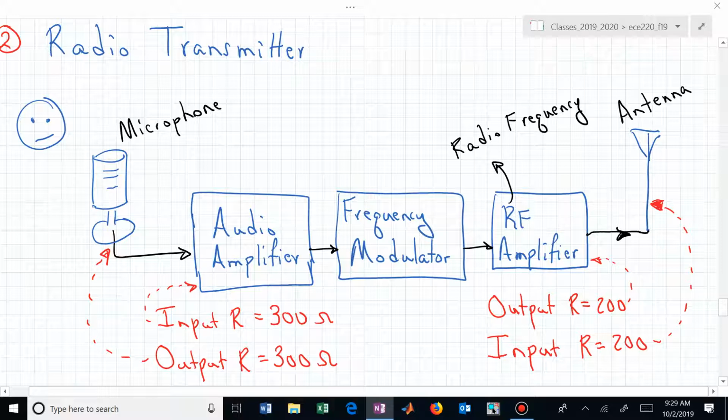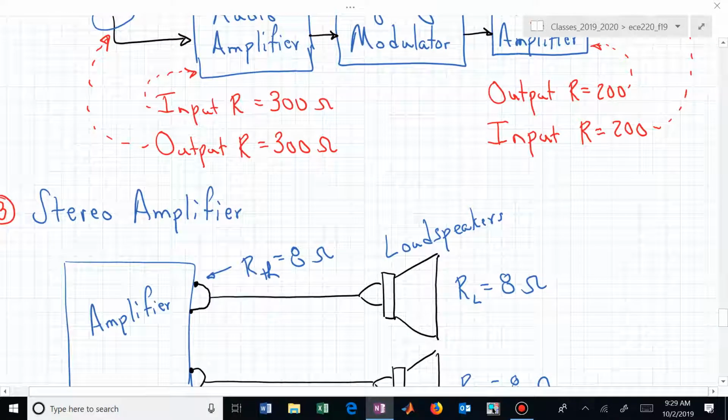And on the other side, now that you've modulated that, you've put it to a higher frequency, now you can transmit it as a radio signal so that you can now tune that into your dial. Now you want to match the RF, the radio frequency amplifier's output impedance, to the impedance of your antenna, and that might be at 200 ohms. This impedance matching, this RL equal to R Thevenin, occurs a lot. That's what I'm trying to illustrate. One more.